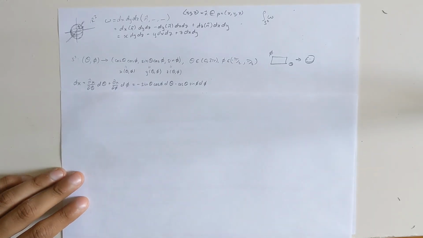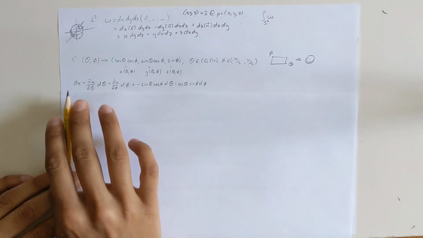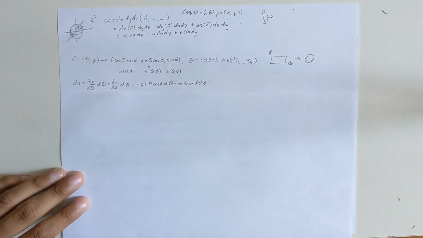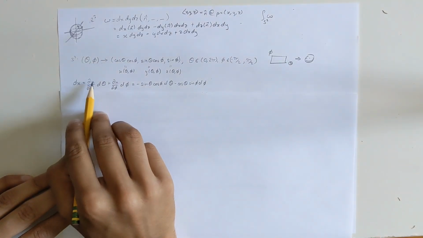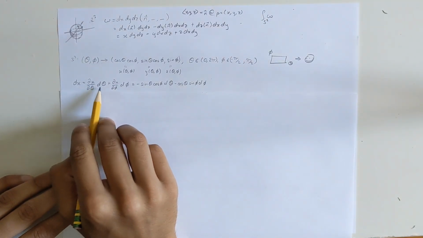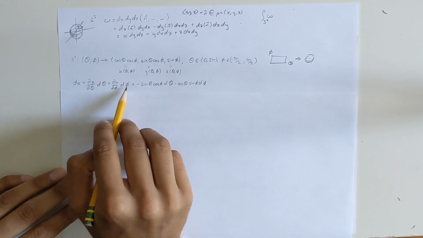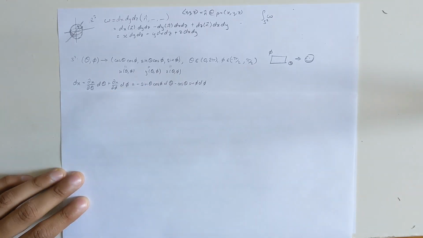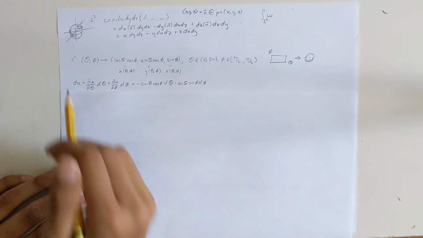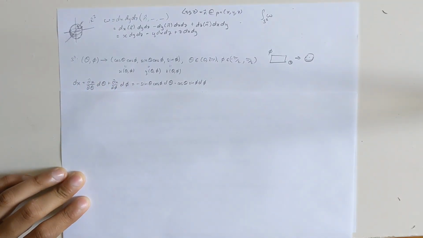So as I said, for the prescription of how to compute these integrals, the first thing we have to do is rewrite dx in terms of d theta and d phi. The way you do this is take the partial derivative of x with respect to theta, d theta, and the partial derivative of x with respect to phi, d phi, and then you'll get this equation. Again, the general formula of why this is the correct thing to do will have to wait for a later discussion about something called a pullback.